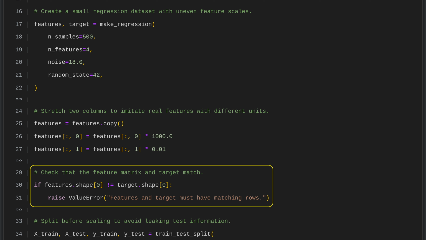The code verifies that the features and target have the same number of rows, so each feature set matches one target value. If the counts differ, it raises an error to prevent misaligned data from being used during model training.